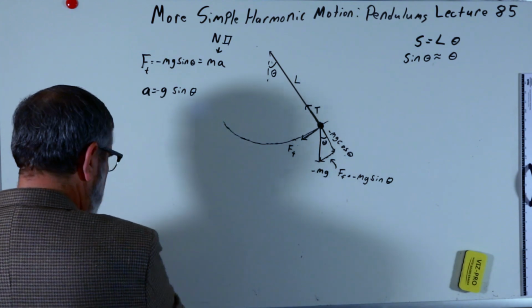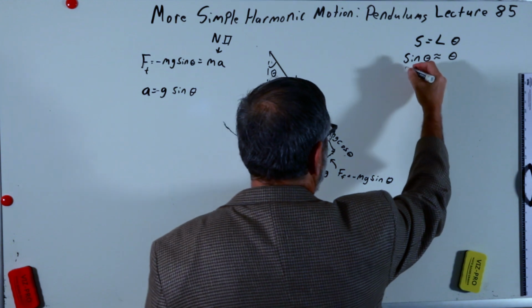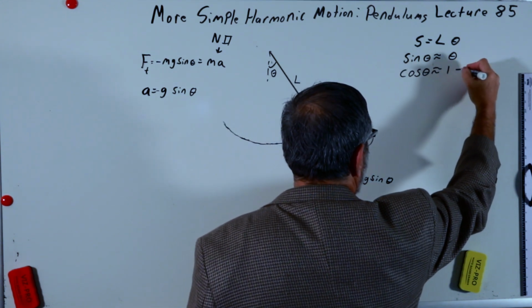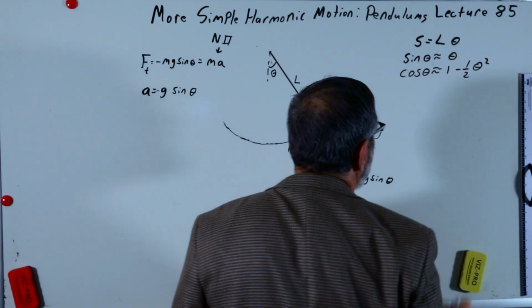So that's the small angle approximation for sine. We'll also use later the small angle approximation for cosine, which is not as straightforward to get, but it's basically 1 minus 1/2 theta squared.